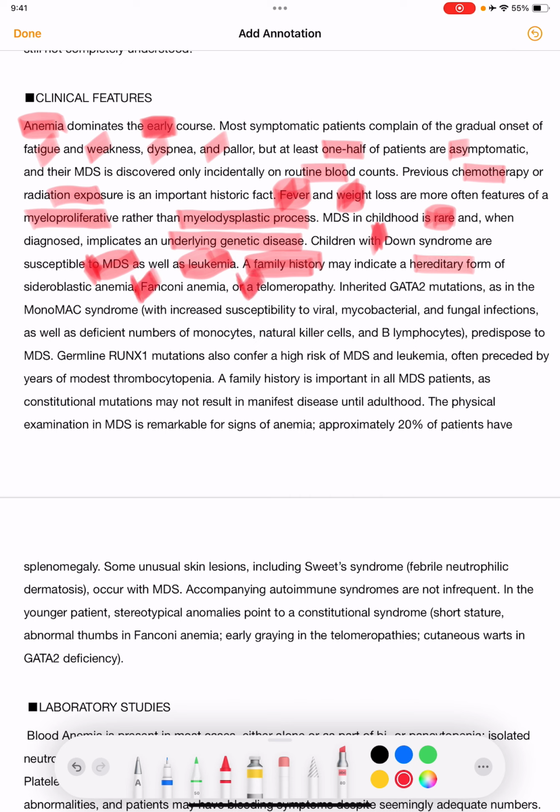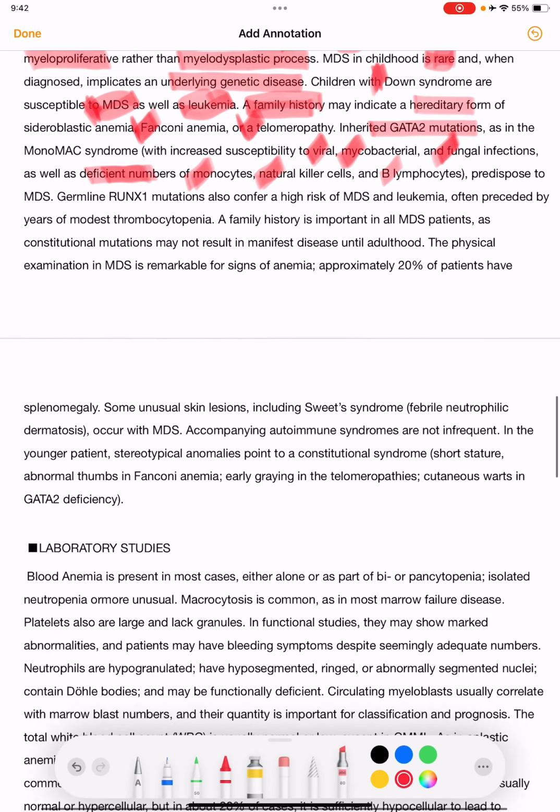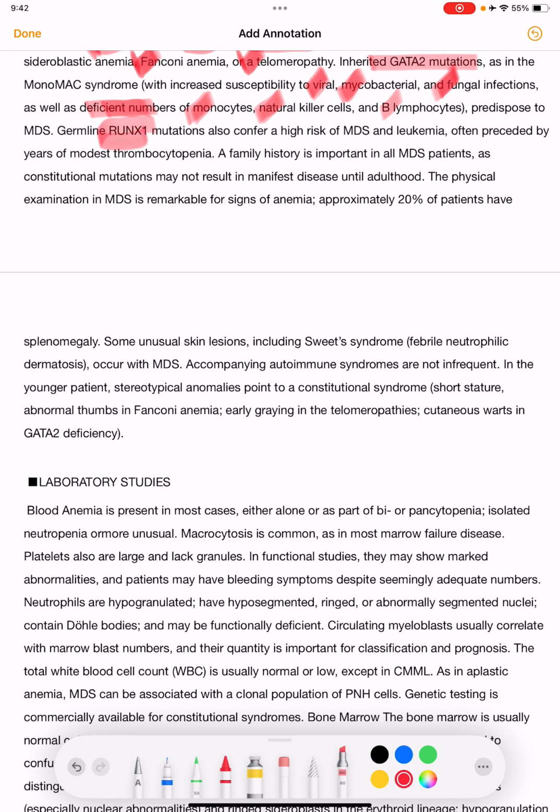Inherited GATA2 mutations, as in the Monomac syndrome, lead to increased susceptibility to viral, mycobacterial and fungal infections, as well as deficient numbers of monocytes, natural killer cells and B lymphocytes. They predispose to MDS.